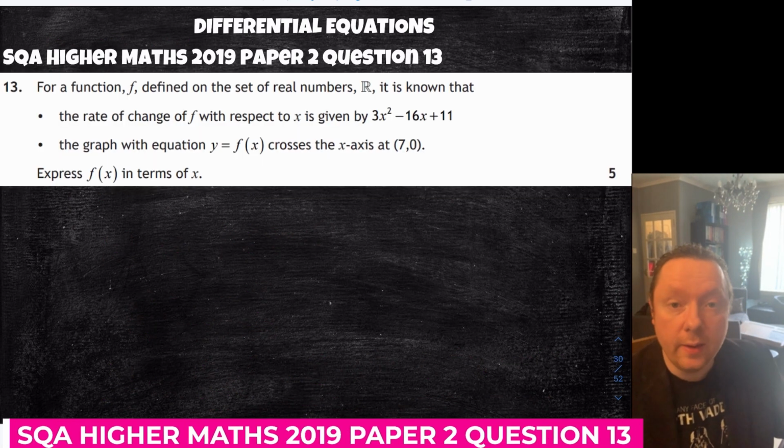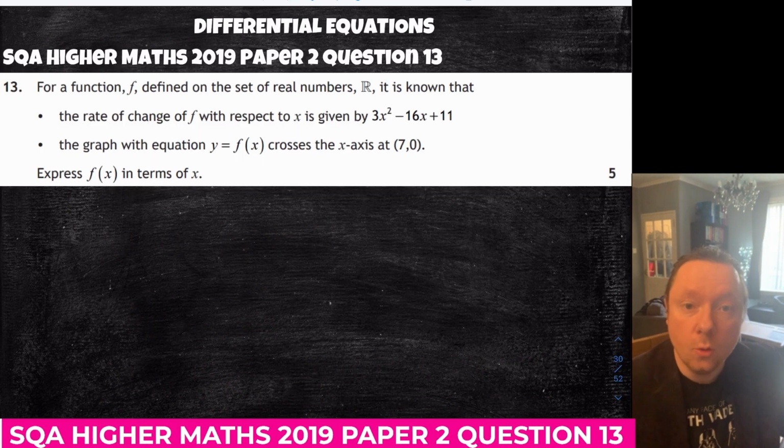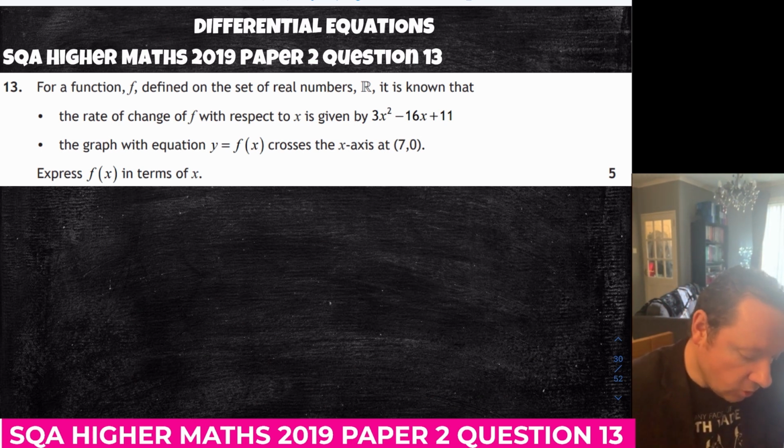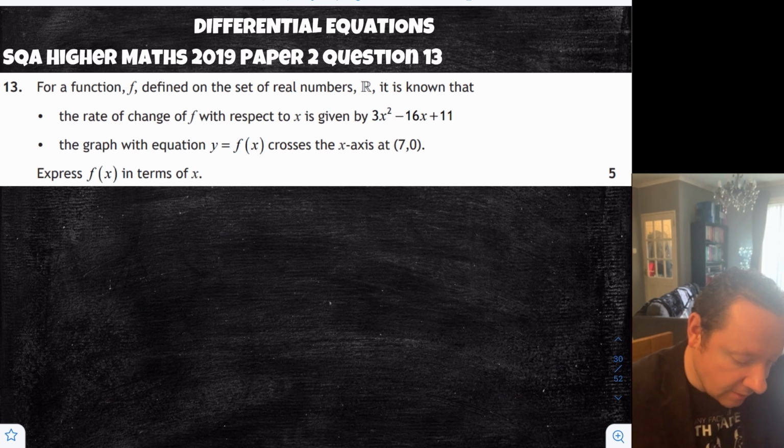Differential equations, SQA Higher Maths 2019, paper 2, question 13. A function defined on a set of real numbers. It is shown that the rate of change of f with respect to x is given by this equation. The graph of y equals f of x crosses the x-axis at 7, 0. Express f of x in terms of x.